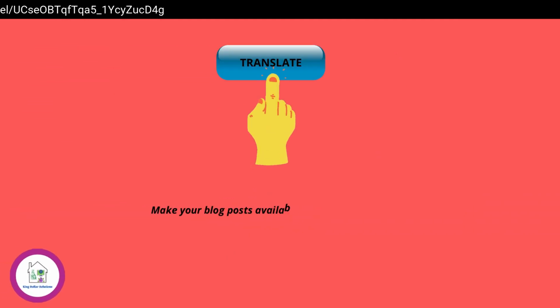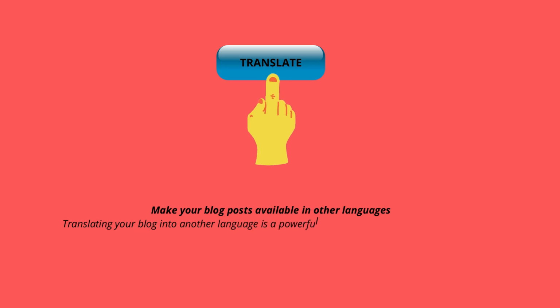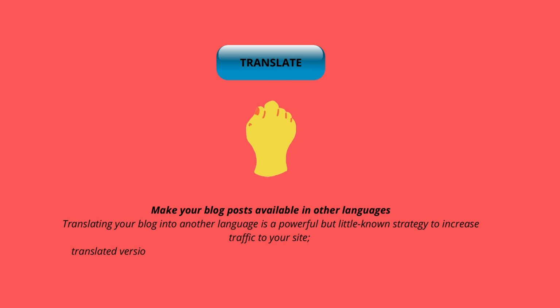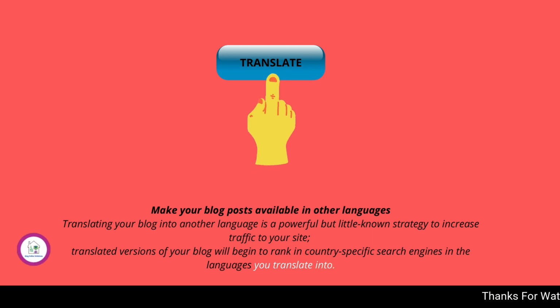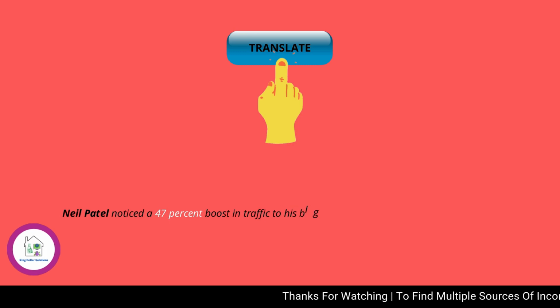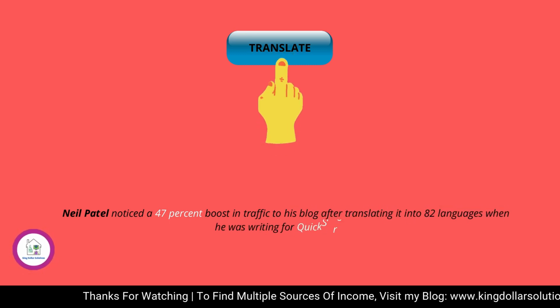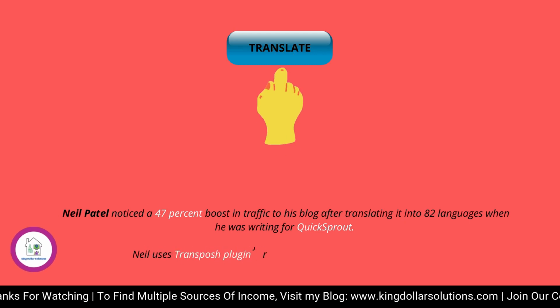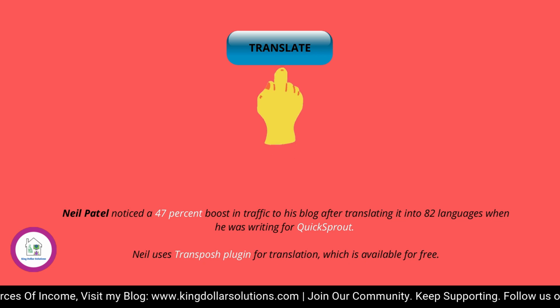Make your blog posts available in other languages. Translating your blog into another language is a powerful, but little-known strategy to increase traffic to your site. Translated versions of your blog will begin to rank in country-specific search engines in the languages you translate into. Neil Patel noticed a 47% boost in traffic to his blog after translating it into 82 languages when he was writing for Quick Sprout. Neil uses the Transposh plugin for translation, which is available for free.